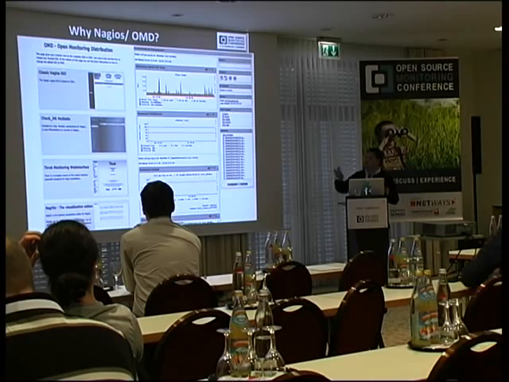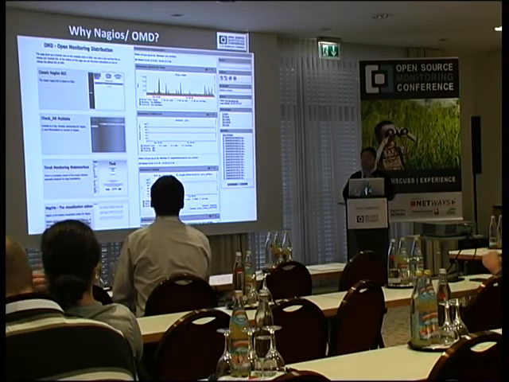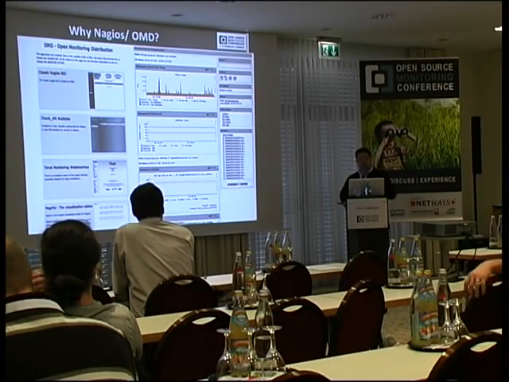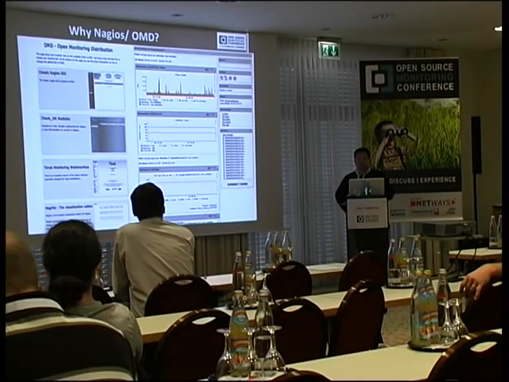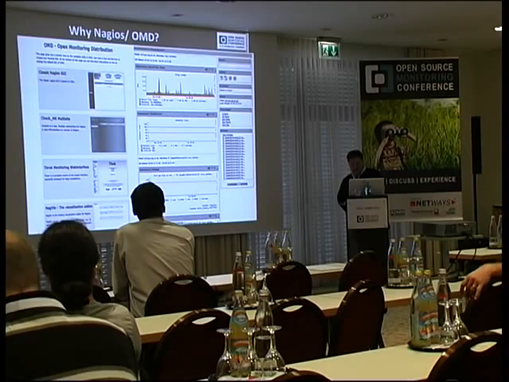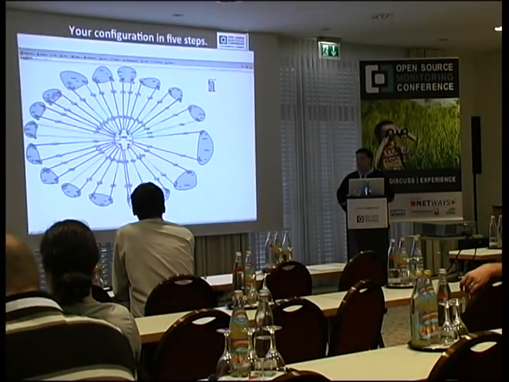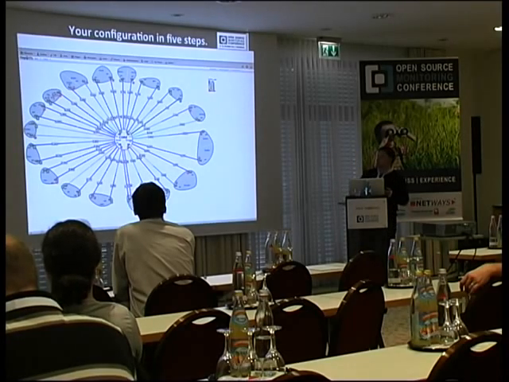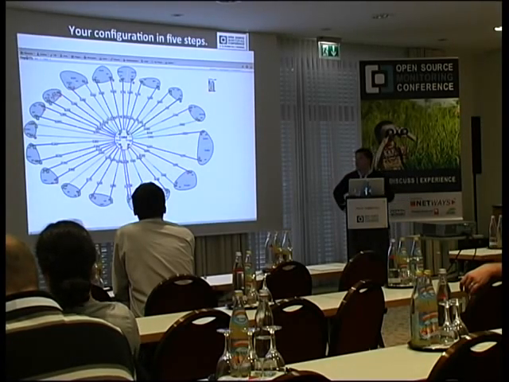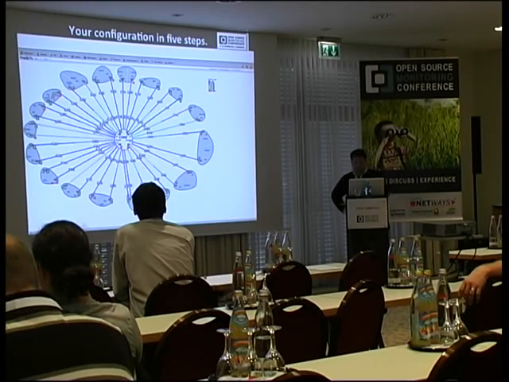This is PNP for Nagios, so you get the graphs. You get a lot of things. You put your config and here it is, it works. Just one other picture. This is our network, and to build this, it's a few clicks.